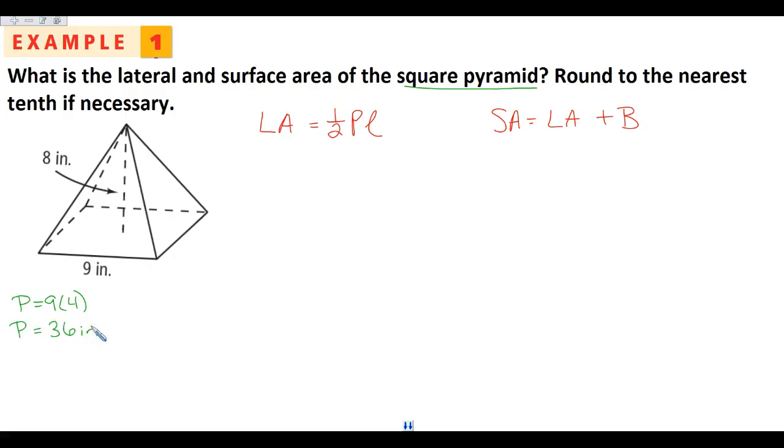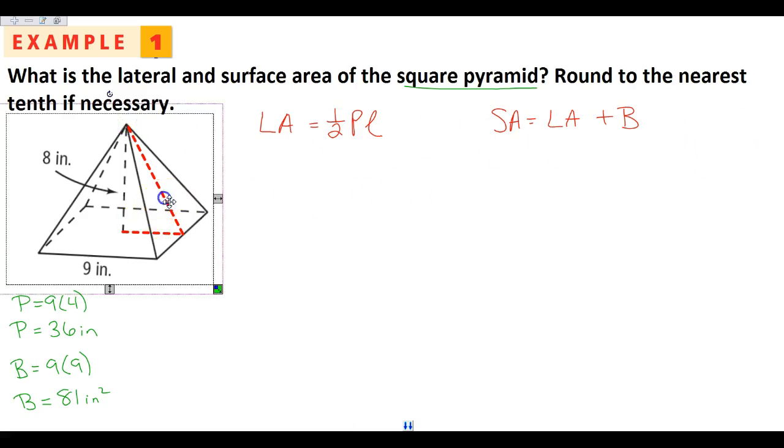Okay, then I need to know the area of the base for when I do surface area. So my area of my base is going to be length times width, or base times height, or side squared, however you want to think about it in your head. So it's going to be 9 times 9. So my area of my base is going to be 81 inches squared. Then the next thing that I'm going to need is my slant height. Okay, well, I don't have my slant height, I have the height. So what I'm going to do here is draw in my slant height.